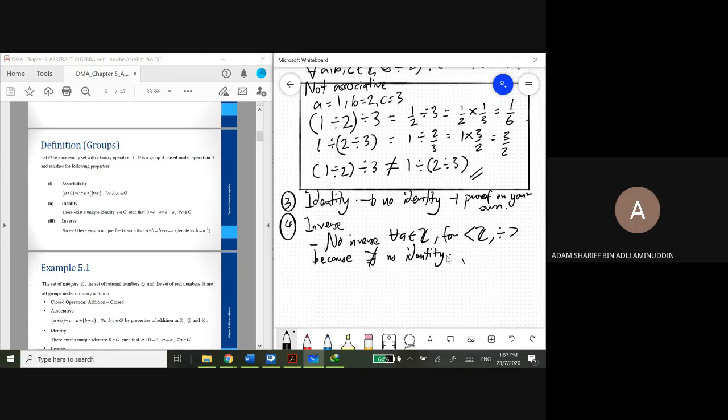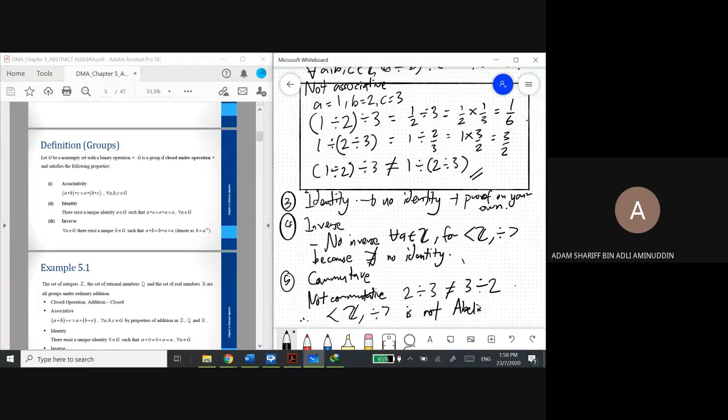And let's proceed to the fifth one, because I want to check whether it's an abelian or not. Commutative. This one, a very simple counter example. It's not commutative simply because 2/3 is not equal with 3/2. Counter example again. My last conclusion is that, of course, division of integer is not an abelian group.